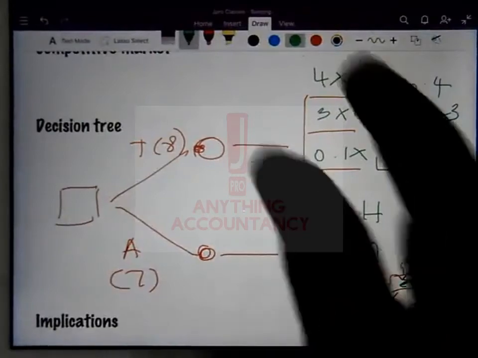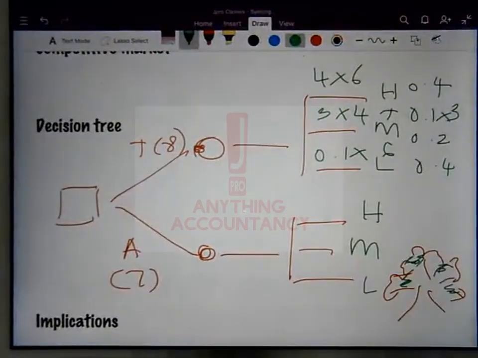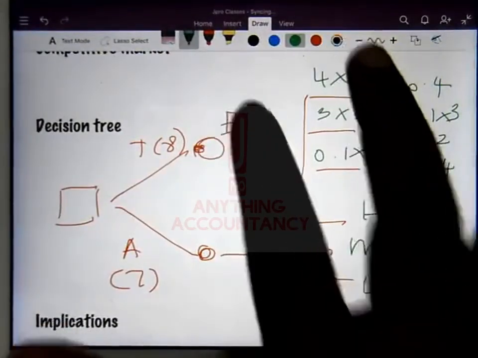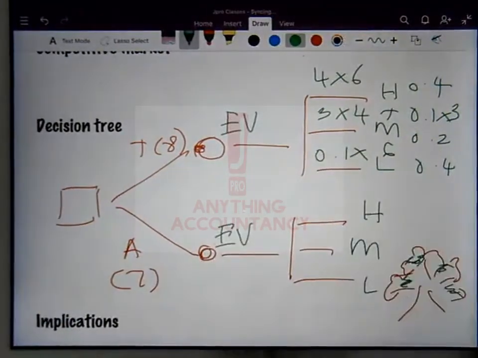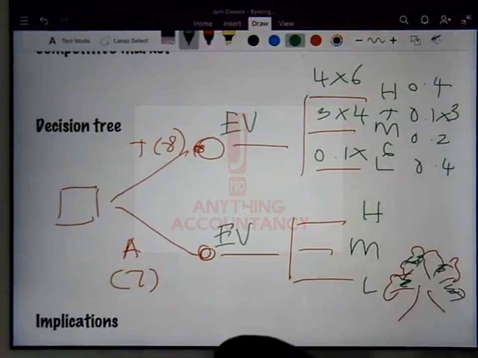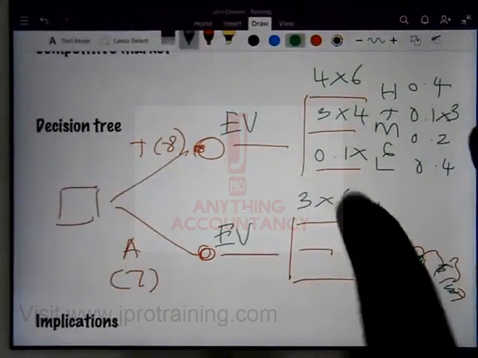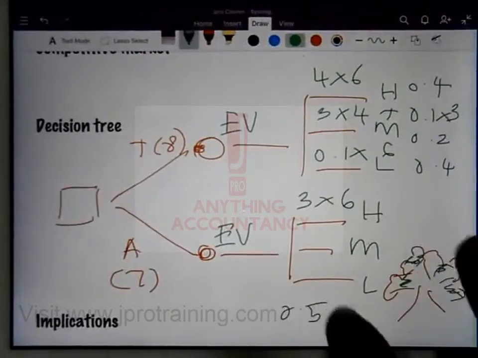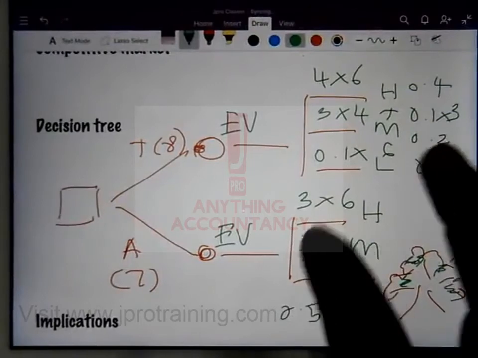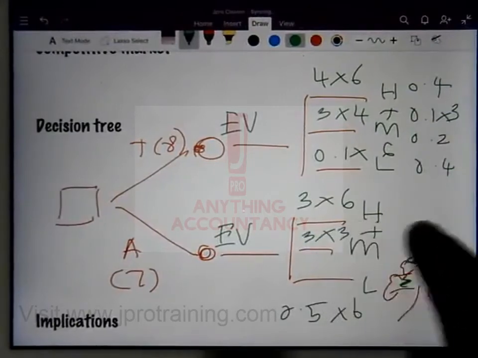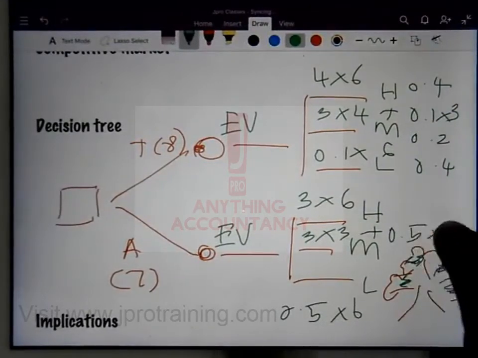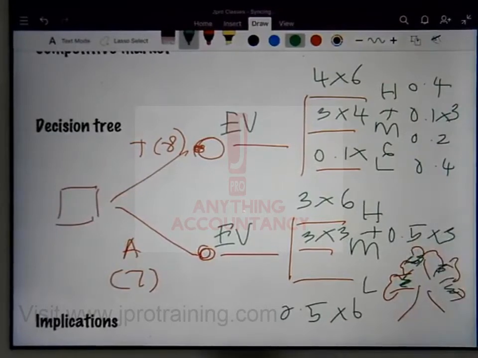Okay. How much is the value here? EV. Here is supposed to be what? 3 and 0.5. 3 times 6. This is 0.5 times 6. This is going to be 3 times 3 plus 0.5 times 3. Are you clear on this one? Did you get this one? How much is your EV? Just multiply everything up.